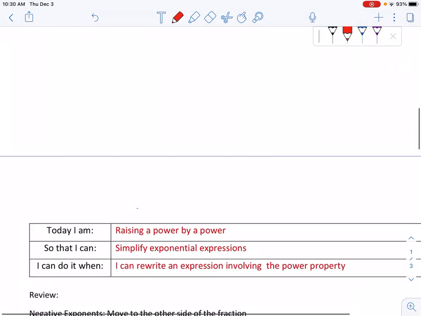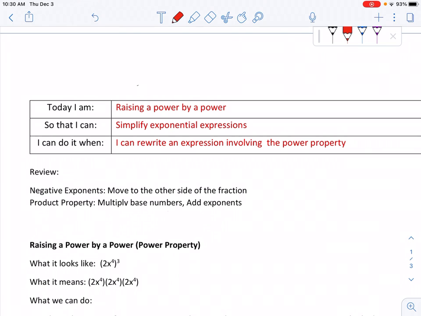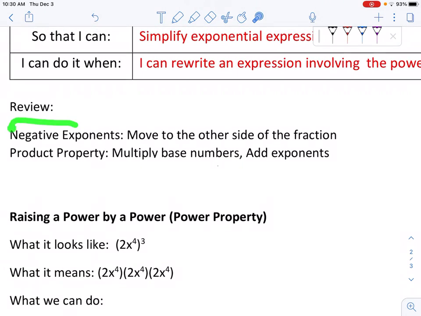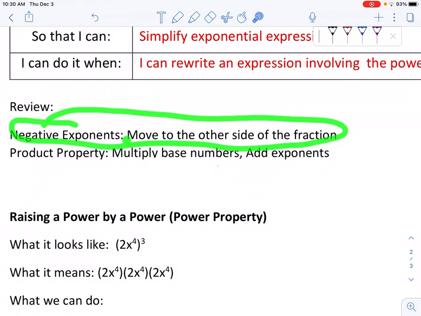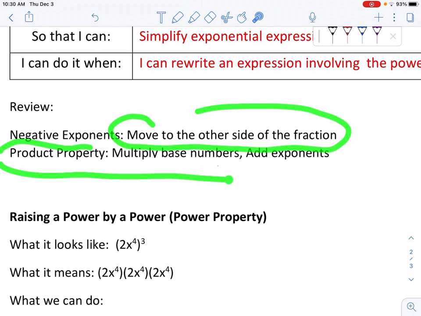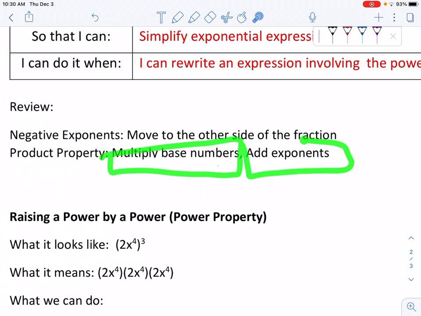Okay, let's talk about our new 5.3 stuff. We're going to be learning how to raise a power by a power, and that's going to help us simplify these expressions. We'll be able to do it when we can rewrite and simplify an expression that has the power property. So negative exponents, remember I just went over that. When we have a negative exponent, it needs to move to the other side of the fraction. That was 5.2. 5.1 was the product property, which is where we multiply our base numbers and add our exponents. Those are our little numbers.